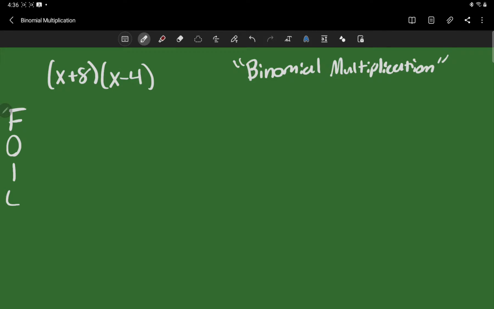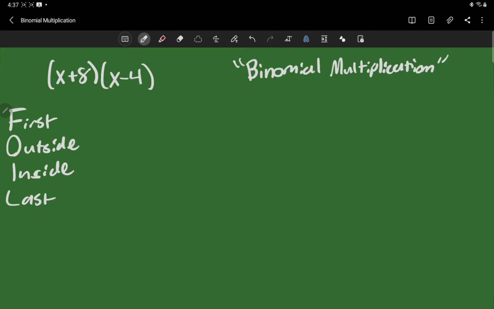Now this may seem a little daunting at first. You don't really know quite what to do with it. You've got these unknowns and it's not in a very neat form, but there is a way we can multiply this out, and it's called foiling. At least it's the more improper name for binomial multiplication. And FOIL is an acronym. FOIL stands for first, outside, inside, and last. And this is a very important acronym to remember.